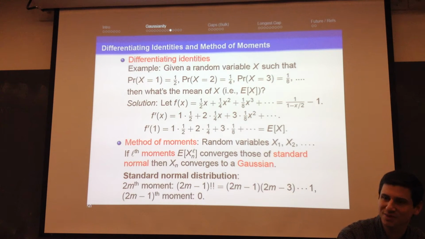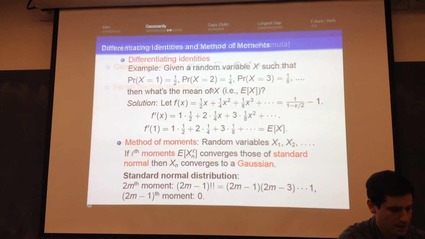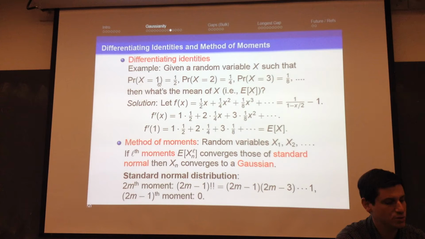Good, another friend to talk about: differentiating identities. So let's go back and quickly review differentiating identities. Imagine the probability x equals 1 is a half, probability x equals 2 is a fourth, x equals 3 is 1/8. So this is a nice geometric random variable. What's the mean of x?